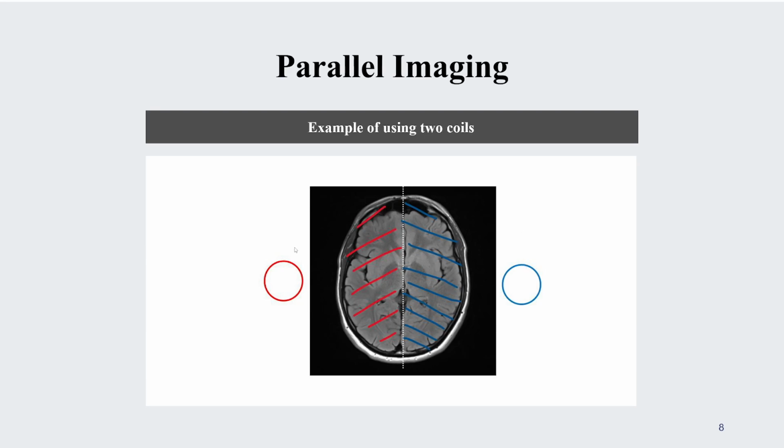The output of each coil is processed separately in parallel, so they're both processed simultaneously. And then using the sensitivity information, the spatial localization can be determined using different algorithms like SENSE or SMASH or GRAPPA. These different algorithms use the data from the different coils and the sensitivity information to get the final image output.